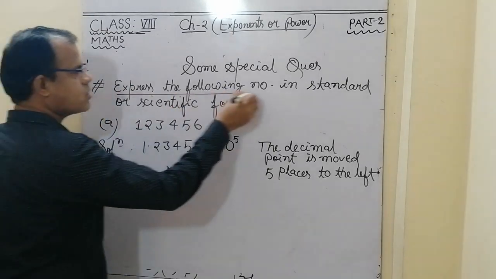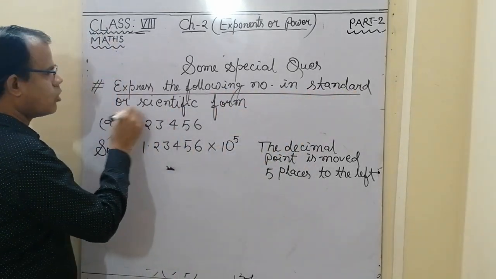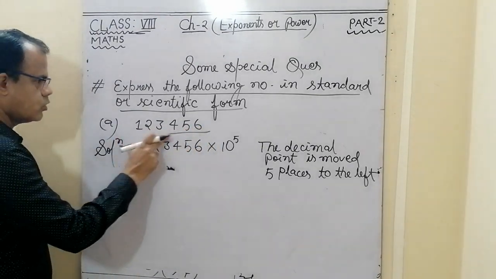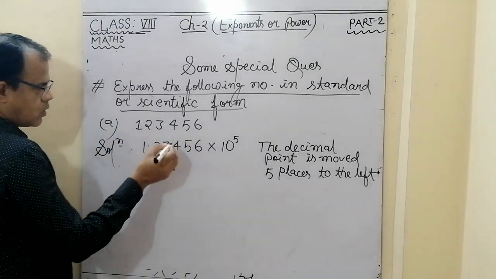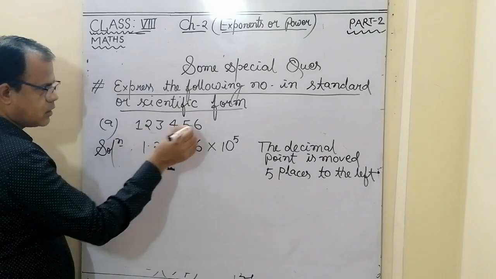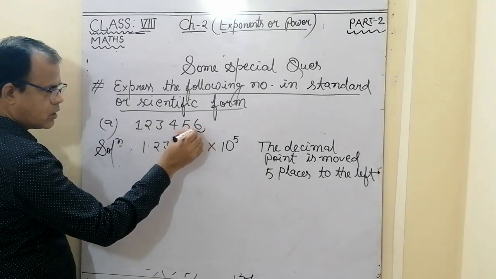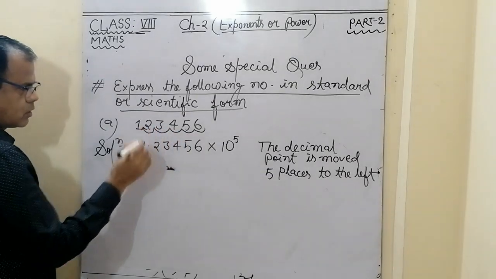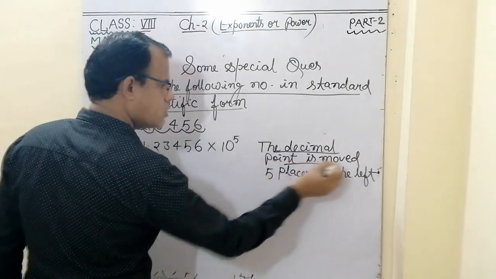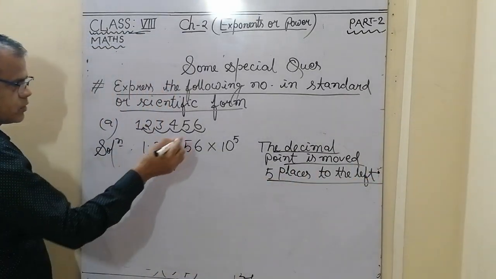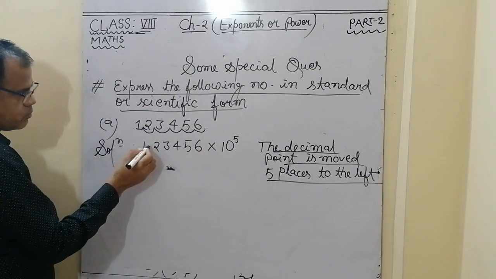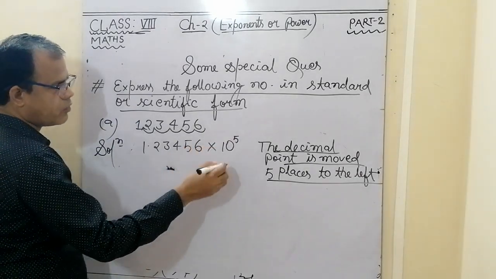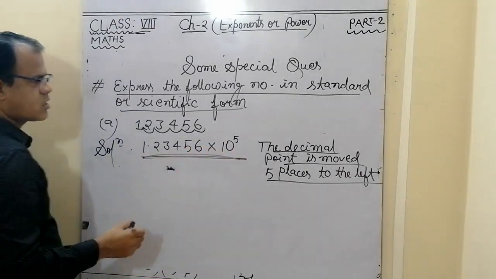Yes, student. Next, express the following numbers in standard or scientific form. The first question is this. So look here. We have to shift the point here. Suppose the point is here. So 1, 2, 3, 4, 5. So the decimal point is moved 5 places to the left. So it becomes 1.2345 into 10 to the power 5, and this is scientific form.